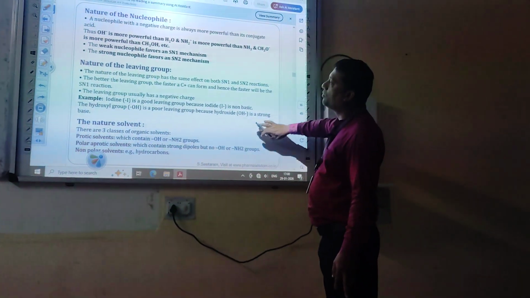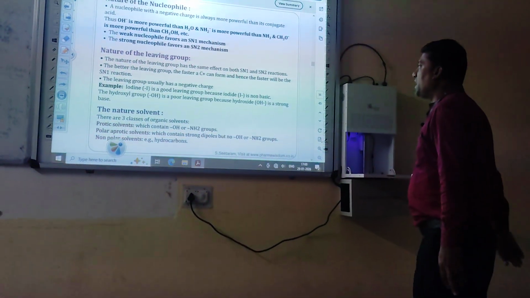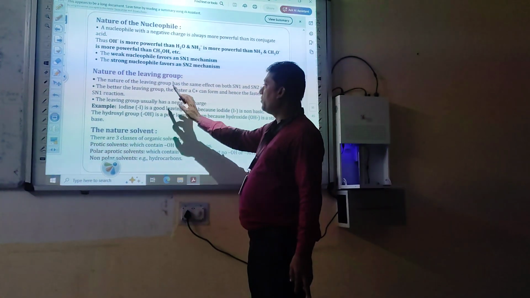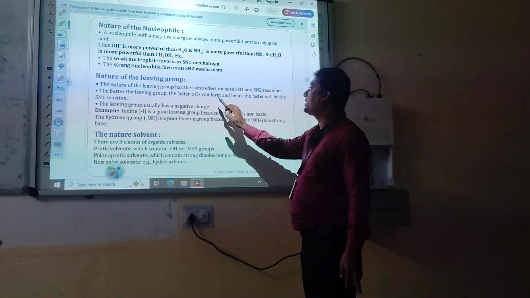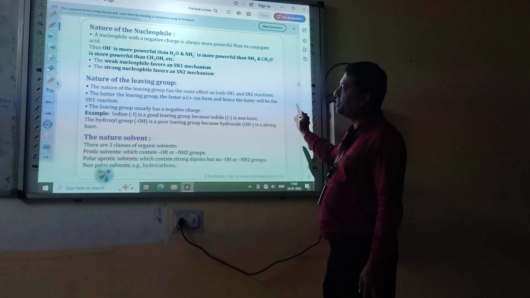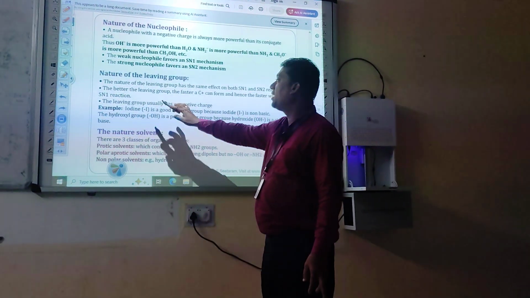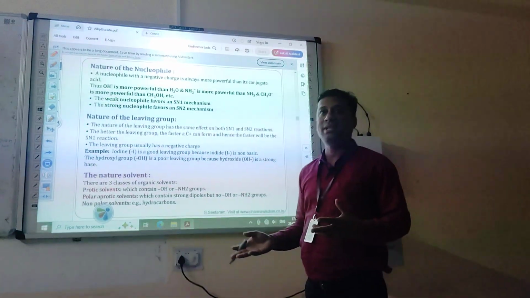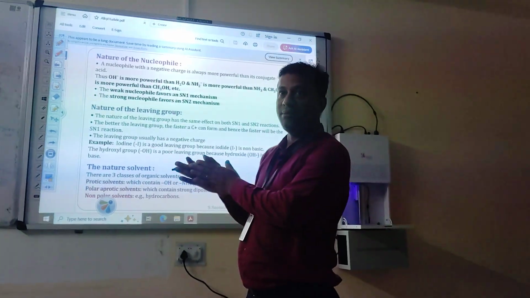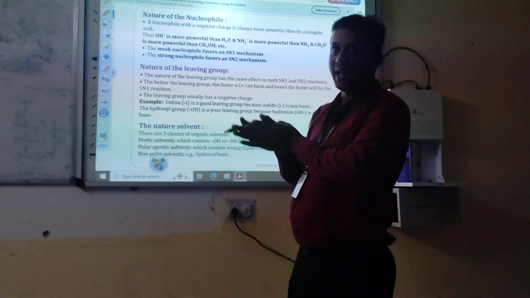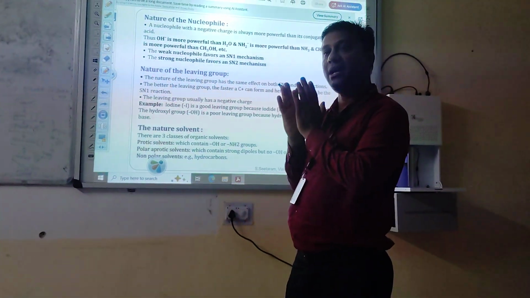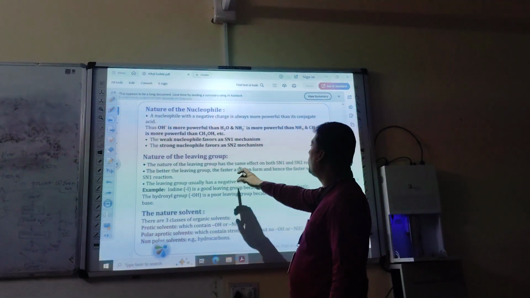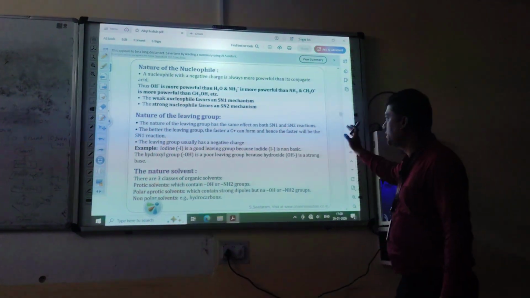Next, the nature of the leaving group. The nature of the leaving group has the same effect on both SN1 and SN2 reactions. The better the leaving group, the faster C plus can form, and hence the faster the SN1 reaction. The leaving group may be fluorine, chlorine, bromine or iodine. All the halogen atoms leave from the alkyl halide.